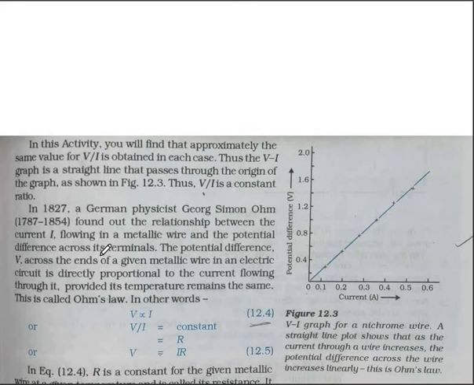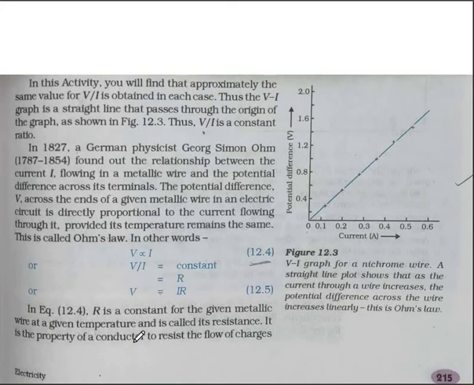This is known as Ohm's law. So according to Ohm's law, V is the potential difference and I is the current. So V varies as I. Both are directly proportional. More voltage, more current will flow. Less voltage, less current will flow, provided the temperature remains the same.